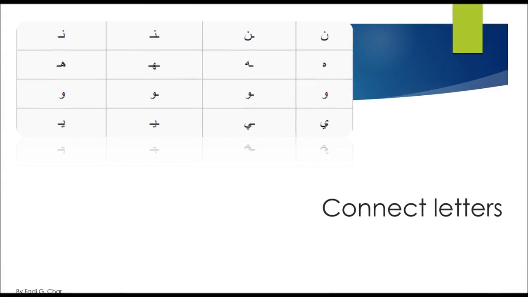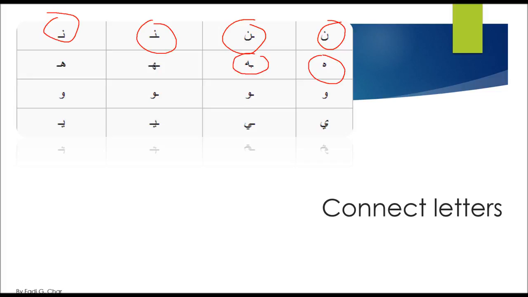Third and last part of connecting letters, we have noon, and you can connect noon from the right side, and this is the position of the mid. Also, you can connect it from both sides, and this is the position of noon at the start of the word. We have h, and this is how it looks like.